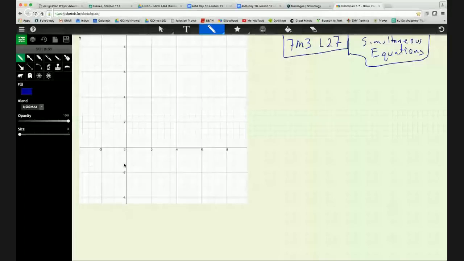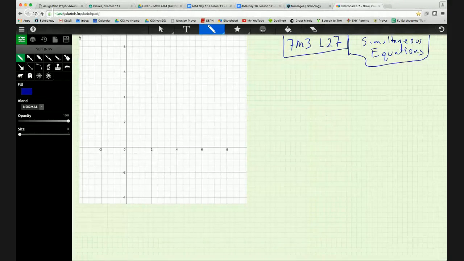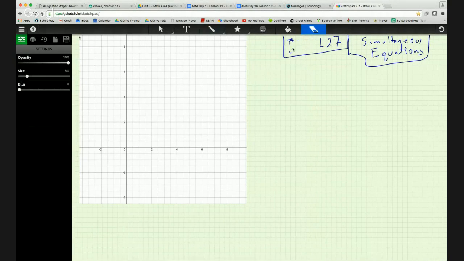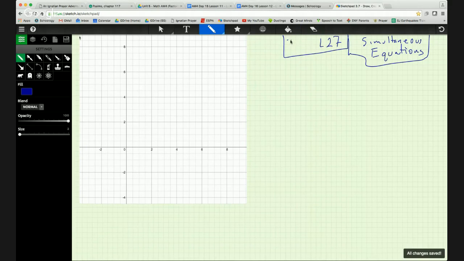So let's move on over to our screen share, and let's see what we got going on. We have the title. Sorry, this is not 7M3, this is 8M4. We'll just erase that, and we'll just say 8M4, lesson 27, simultaneous equations.